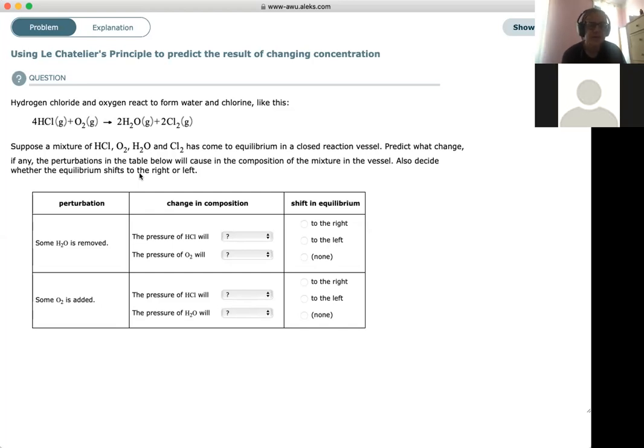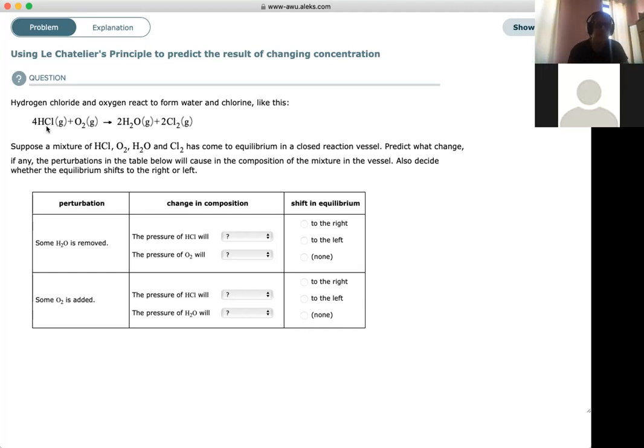Suppose a mixture of HCl, O2, H2O, and Cl2 has come to equilibrium in a closed reaction vessel. So we can't change the size of the vessel. Nothing can really escape. Predict what change, if any, the perturbations in the table below will cause in the composition of the mixture in the vessel. Also decide whether the equilibrium shifts to the left or to the right.